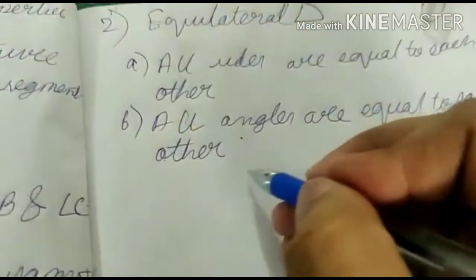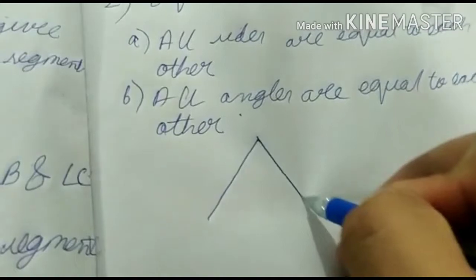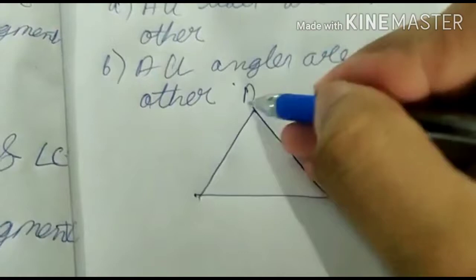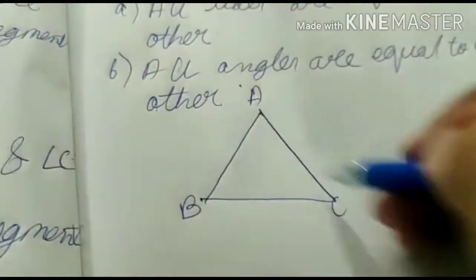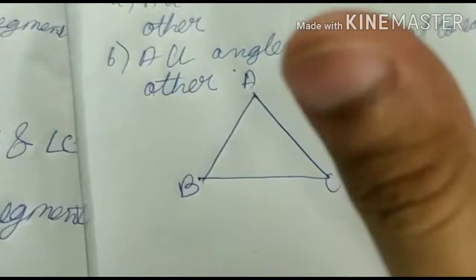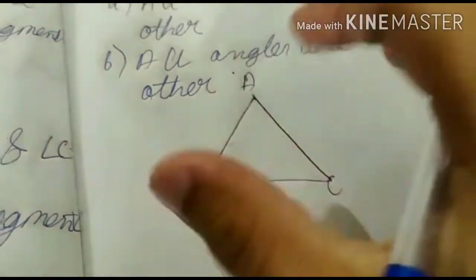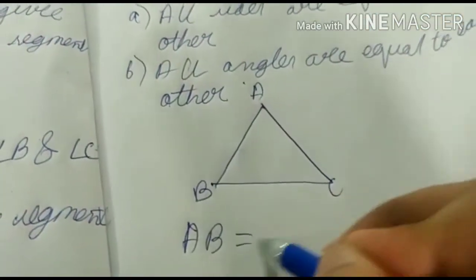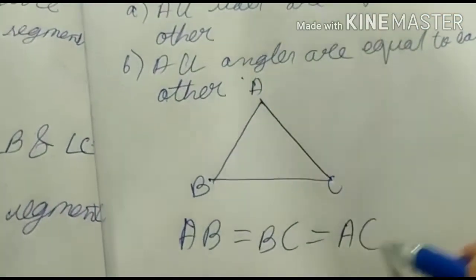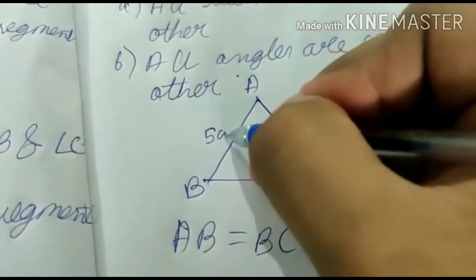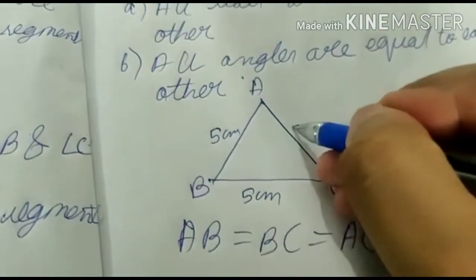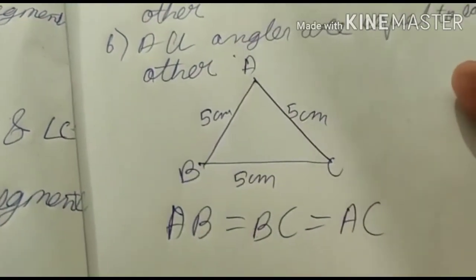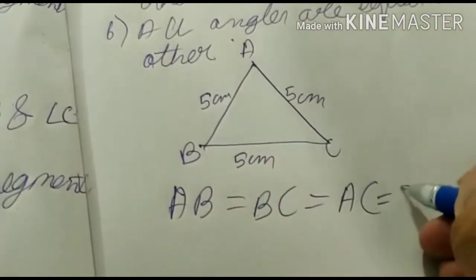What do I mean by this? This is a triangle. If you see in this figure, AB, BC and AC seem nearly equal, meaning their lengths are equal. AB is equal to BC is equal to AC. Like this is 5 centimeter, this is also 5 centimeter, and this is also 5 centimeter.